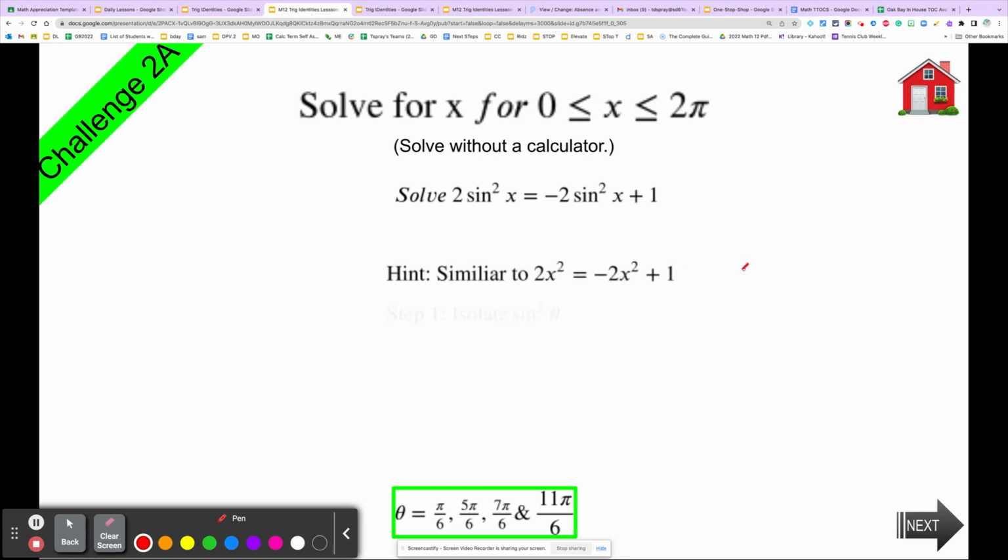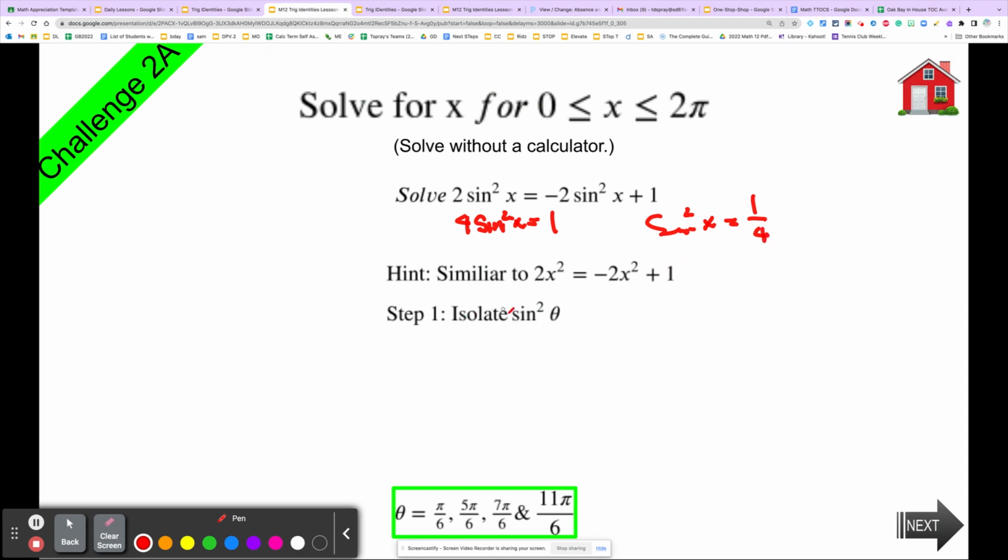Welcome back. So first thing we need to do here is try to isolate sine squared x. Notice that there's no sine x term, so all I'm going to do here is add 2 sine squared x to both sides, which would leave me with 4 sine squared x equals 1. I'm going to divide both sides by 4. So sine squared x equals 1/4.